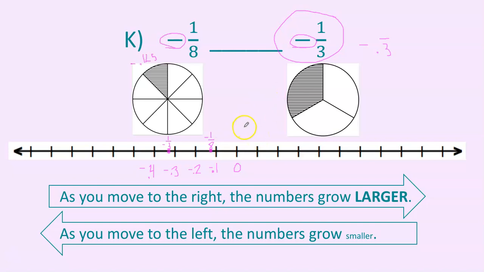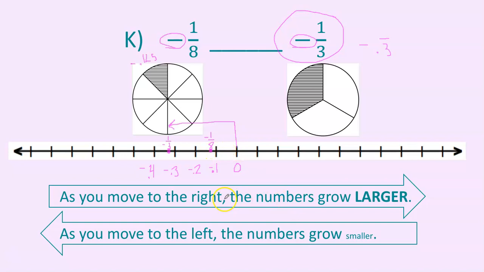So what I wanted to explain is that since this is the larger piece, it is more negative than the 1/8. So we go further to the left to get to -1/3. It's a bigger amount negative. So we go further this direction. -1/8 is a tinier negative value, so we don't go as far to the left.